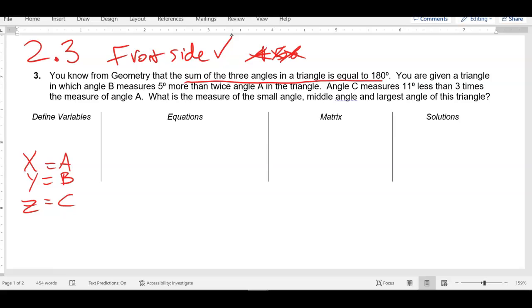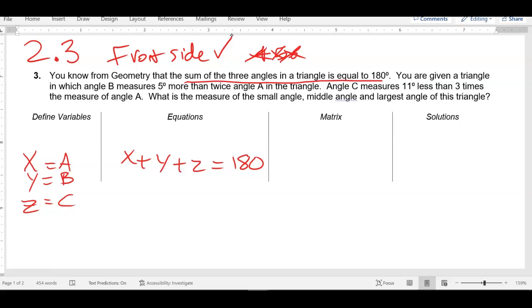What operation do you do when you do sum? Addition. Sum is when you add them up, like the sum total, add them up. So if you know the sum of A, B, and C is 180, how can I write that as an equation? Well, what's the whole thing? A plus B plus C is equal to 180, and we're going to use X plus Y plus Z equals 180. So X plus Y plus Z equals 180, right?